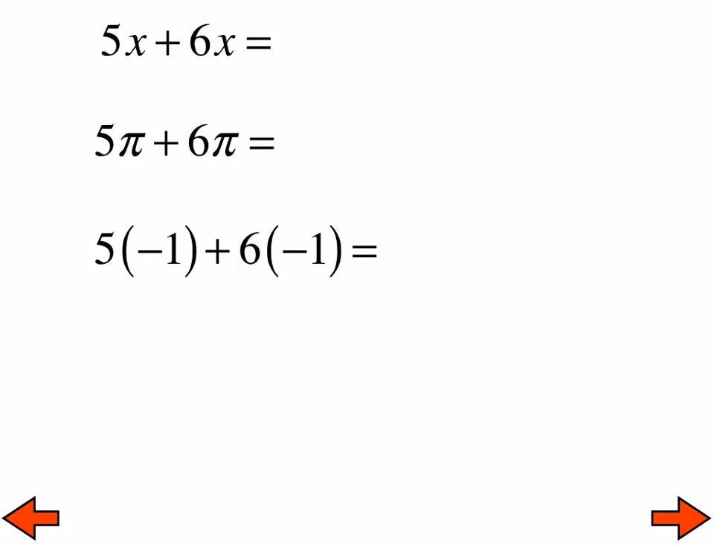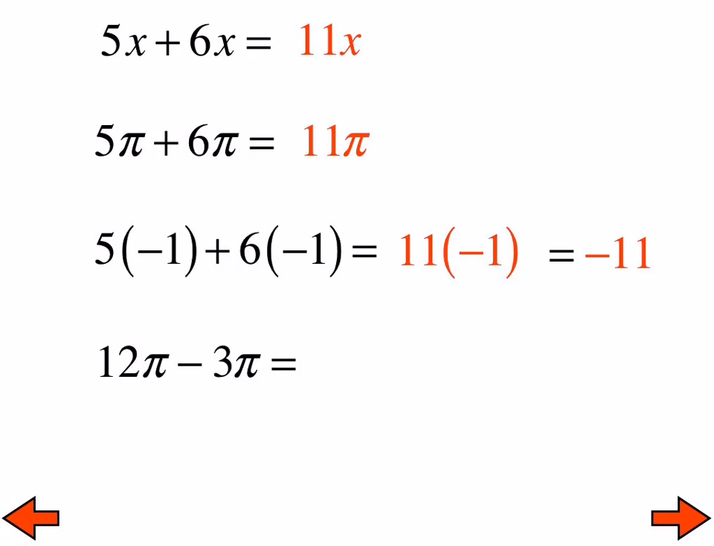And for this type of problem we're about to do, that is the case. We all know what 5x plus 6x is. That's 11x. Well, what do you think 5 pi plus 6 pi is? 11 pi. It's 11 pi. The same way that if you have 5 negative 1s and 6 negative 1s, that's 11 negative 1s or negative 11. And so what do you think 12 pi minus 3 pi is?